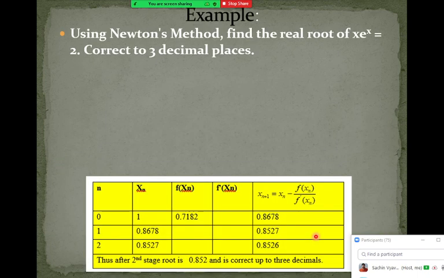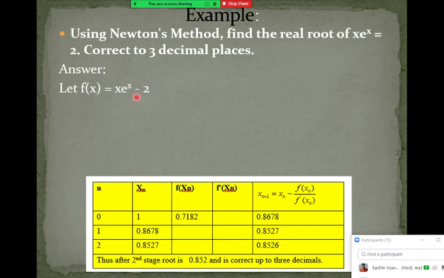So the next question is on the screen. Using Newton's method, find the real root of x e raised to x equal to 2, correct to 3 decimal places. So what is f(x) here? x e raised to x minus 2. So we should take these terms on one side, correct? So f(x) is x e raised to x minus 2.